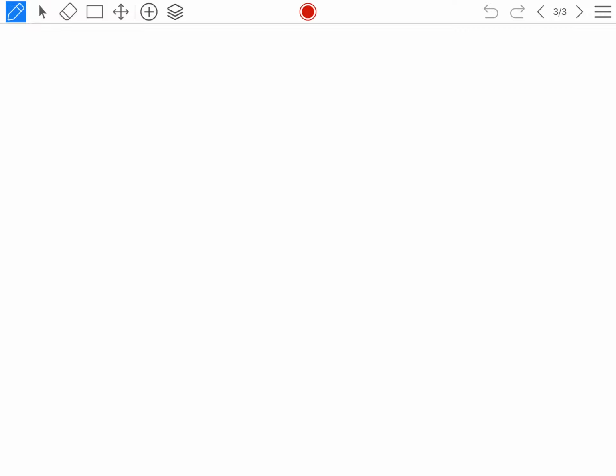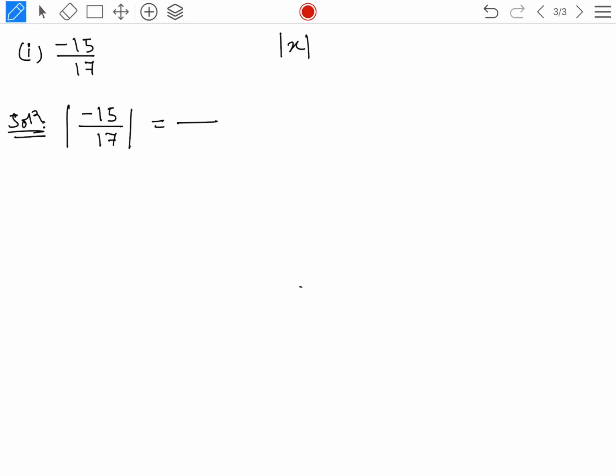Question: find the absolute value of. Okay, first one, minus 15 by 17. Solution: the absolute value of minus 15 by 17 means you will write it between the symbols, okay, as we have written x in that way. And then the second step, you just need to remove the sign so that it becomes 15 by 17. So 15 by 17 is your absolute value for minus 15 by 17.